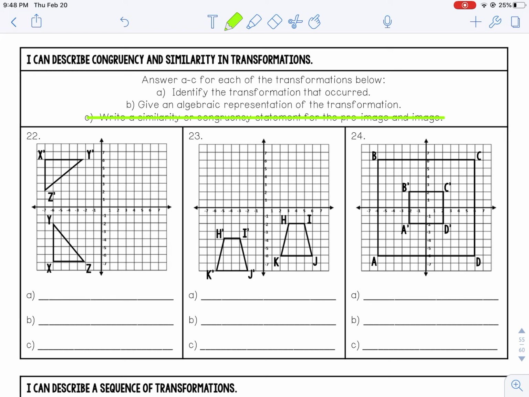All right, so make sure that you remember what you need to look for. You need to look for the orientation of the figure.